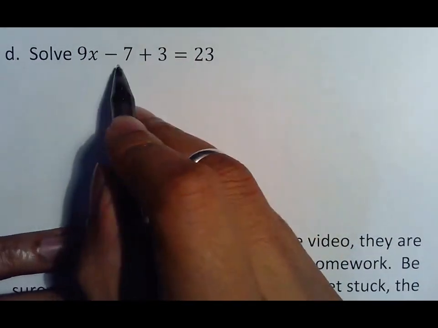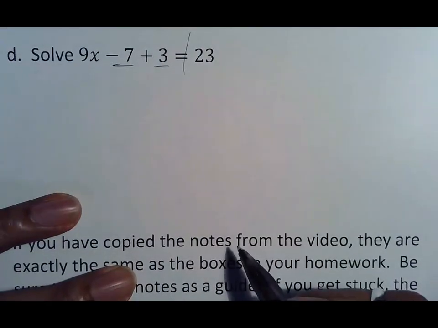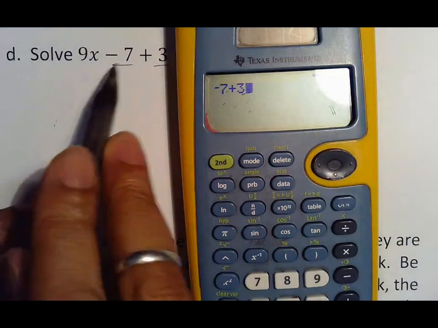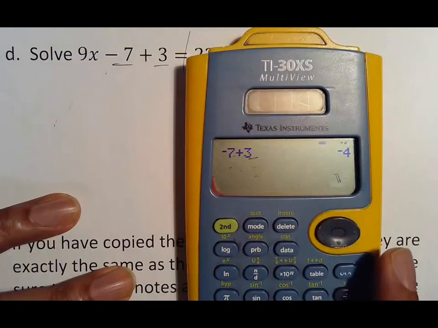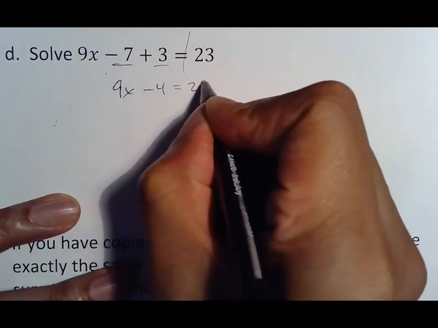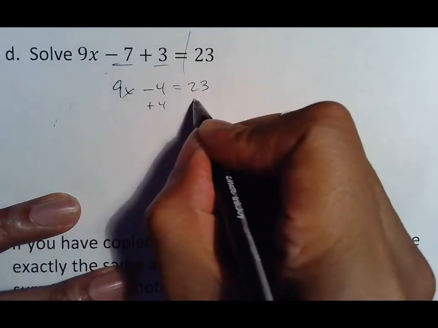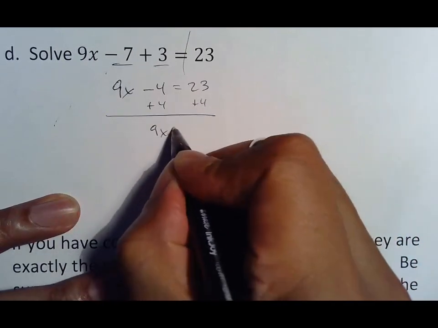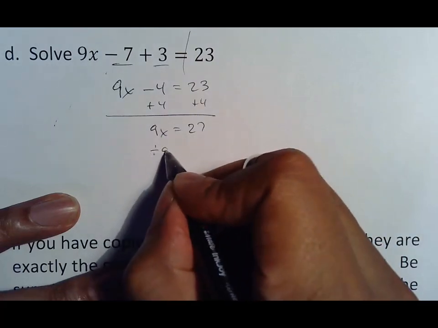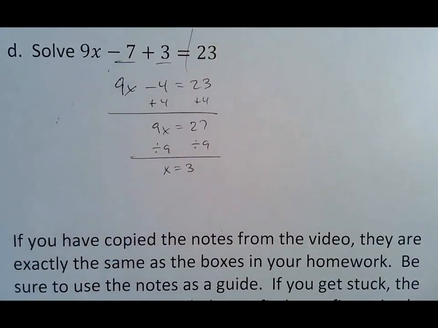Same thing here. 9x minus 7 plus 3. Again, these two numbers are on the same side of that wall, and they can be put together. So negative 7 plus 3, which gives me a negative 4. So this turns into 9x minus 4 equals 23. And from there, again, how do we move a minus 4? Well, by adding 4 to both sides. 9x comes down with 27. We move the 9 by dividing by 9, and x comes down with 3.